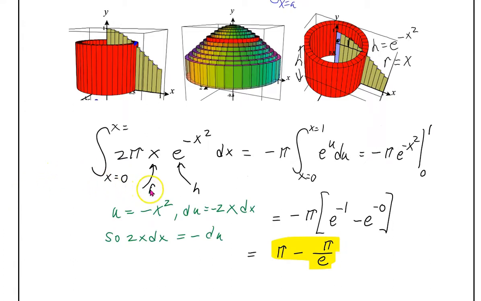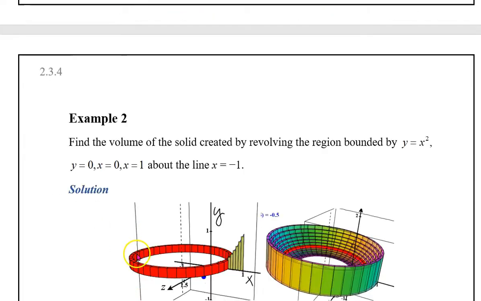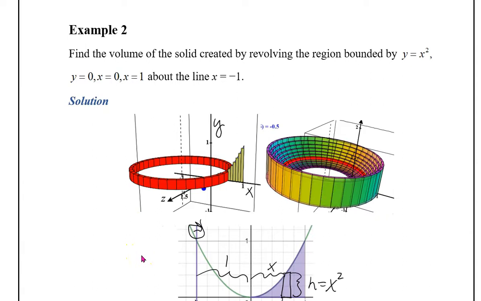In this particular case, recall that x is the radius and the function value is the height. This is really 2 pi rh times the differential. 2 pi rh gives us the area times the thickness, which gives us the volume of each shell. This can be calculated using a u-substitution to get pi minus pi divided by Euler's number e. Keep in mind that when the axis of rotation is not one of the coordinate axes, we'll have to adjust the radius. Let's take a look now at example 2 where this occurs.